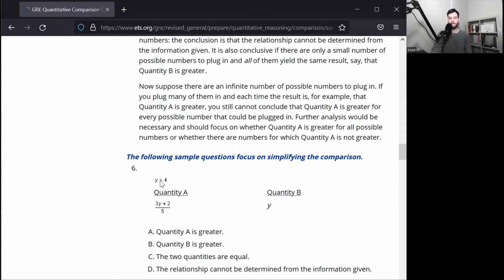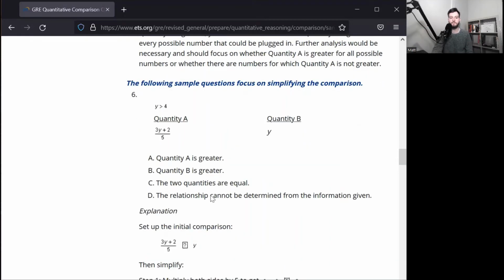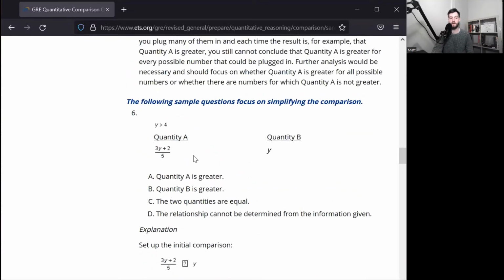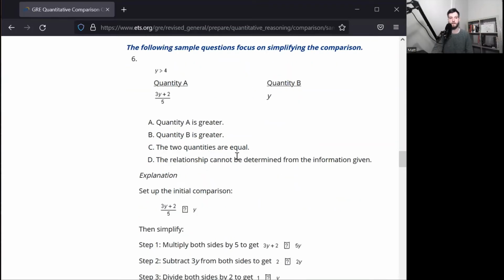Obviously, if y is greater than 4, and you're just comparing 1 to y, no matter if it's 5, 6, 7, or 8, it will always be greater than 1. And they've done that here. You could, however, immediately, if you did not have the wherewithal to start simplifying it, just plug in 5, 6, 7, 8 here, and you're going to always get that B is greater no matter what. So that's nice to know, though.